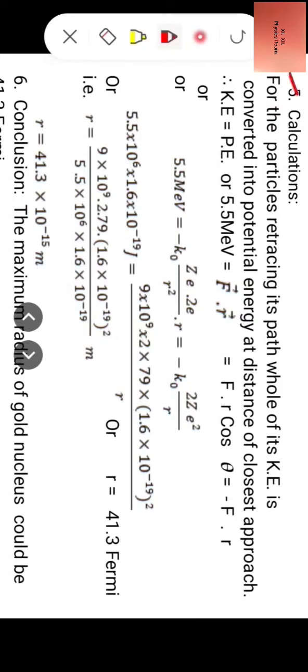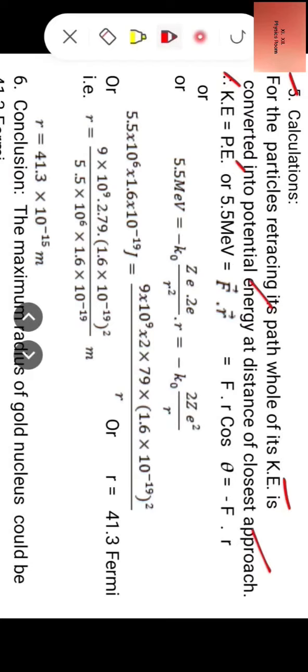Now fifth, calculations made. For the particle retracing its path, the whole of its kinetic energy is converted into potential energy at the distance of closest approach. Therefore, kinetic energy is equal to potential energy. That is, when an alpha particle approaches the positively charged nucleus, due to repulsive forces, first it comes to a stop, then it retraces its path. Theta, the angle of deflection, is 180 degrees.